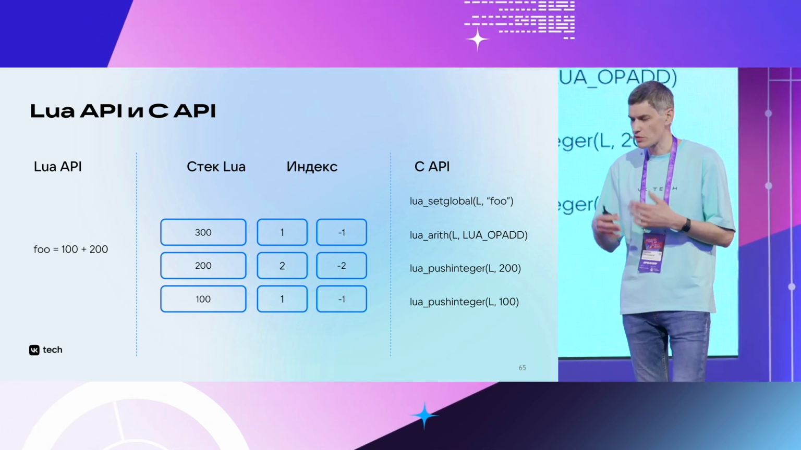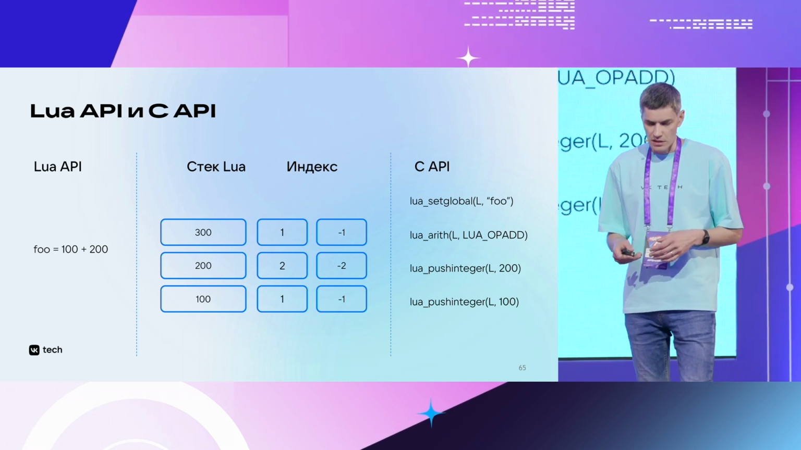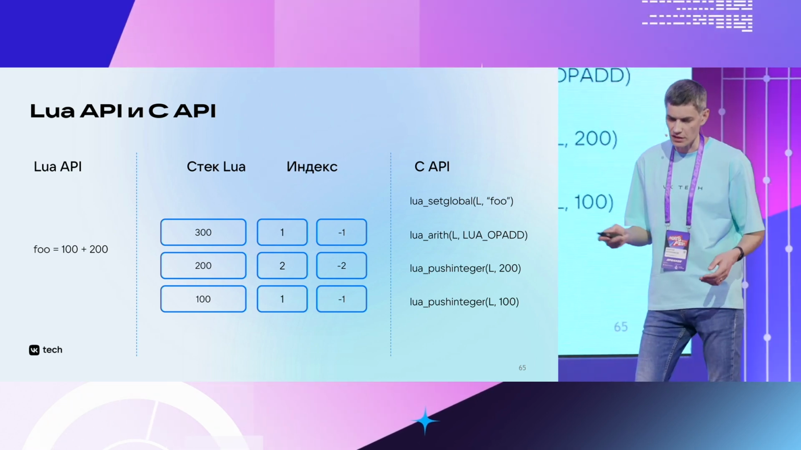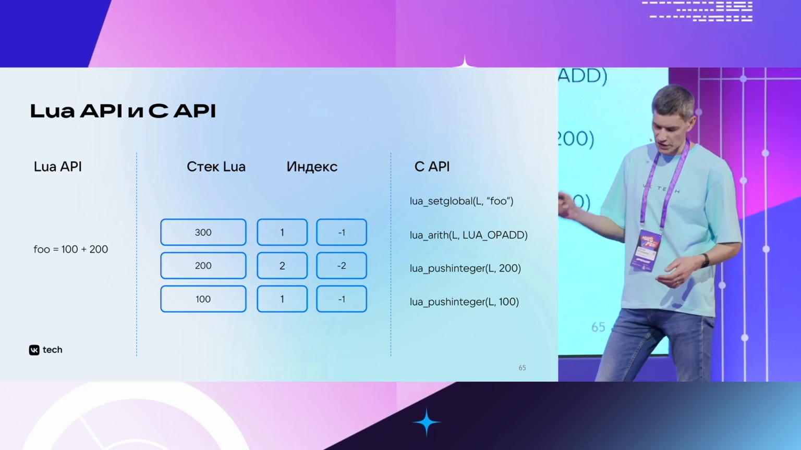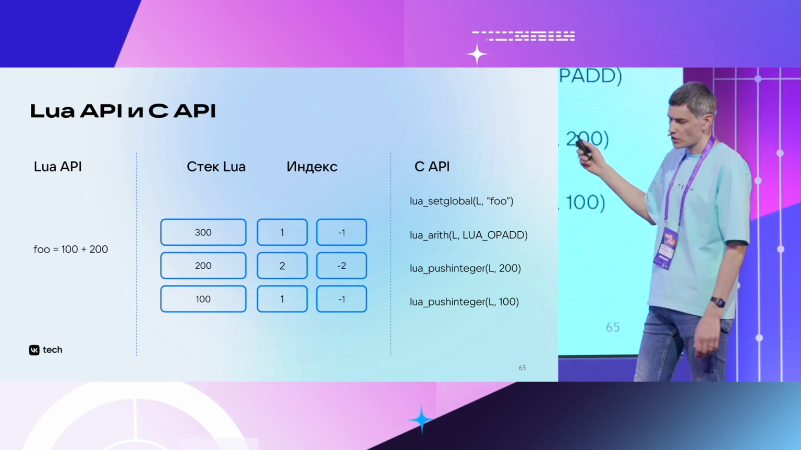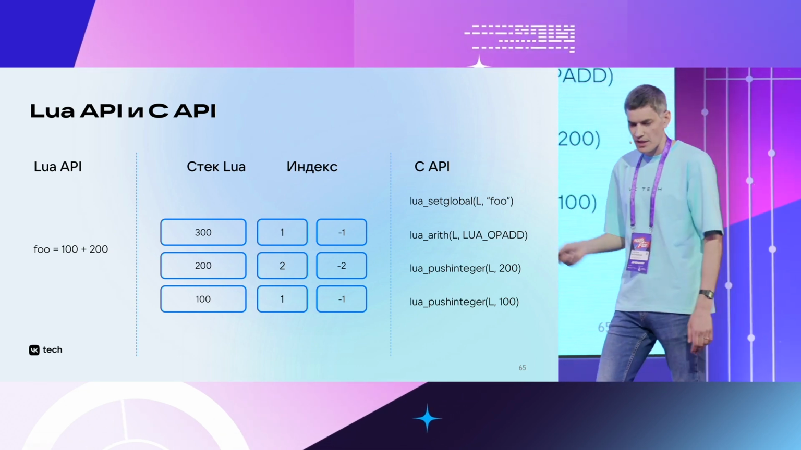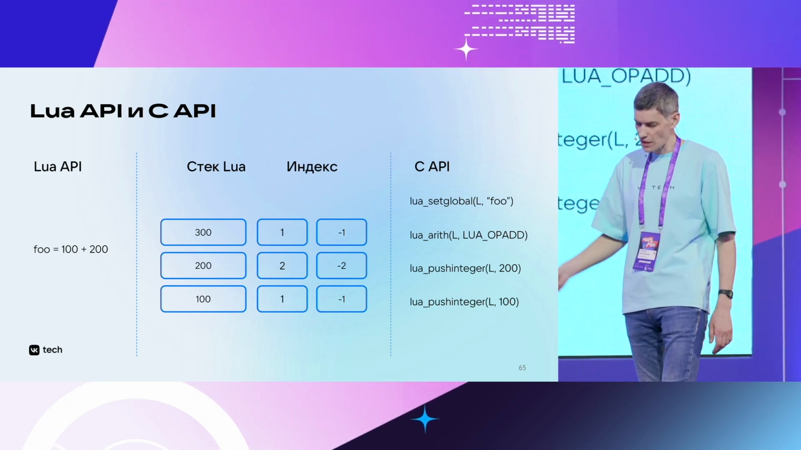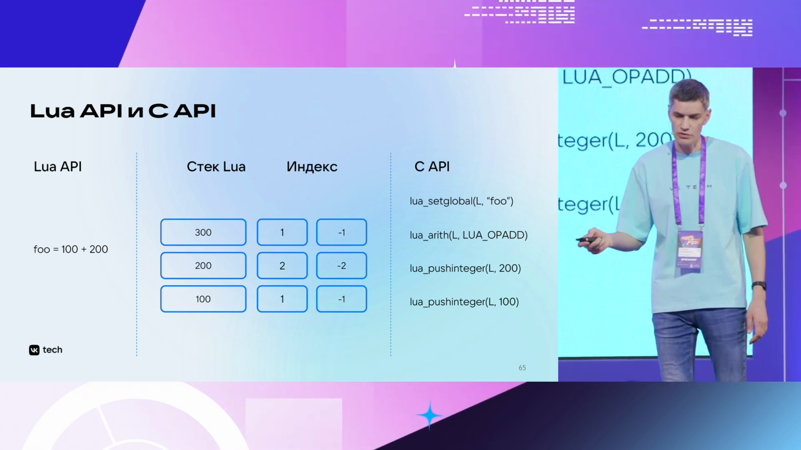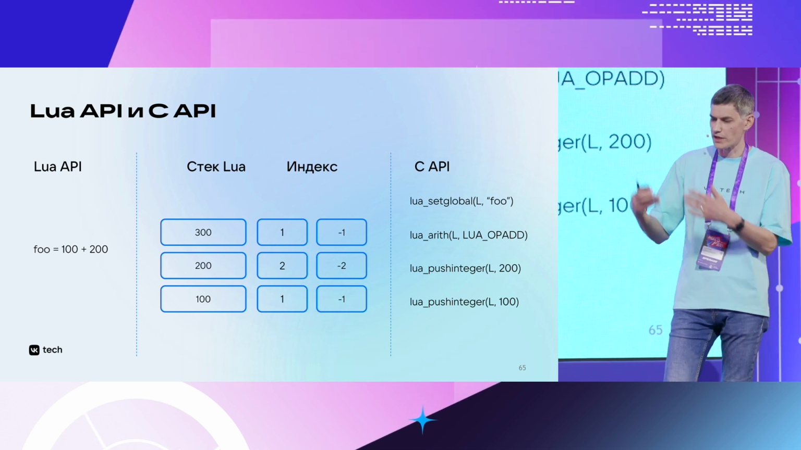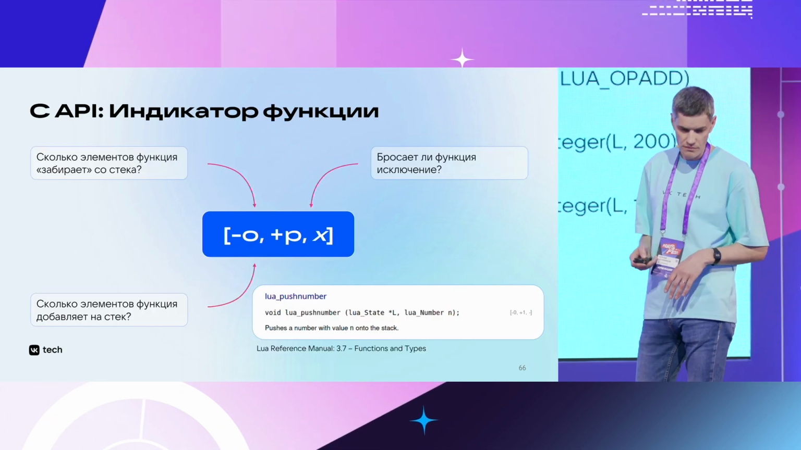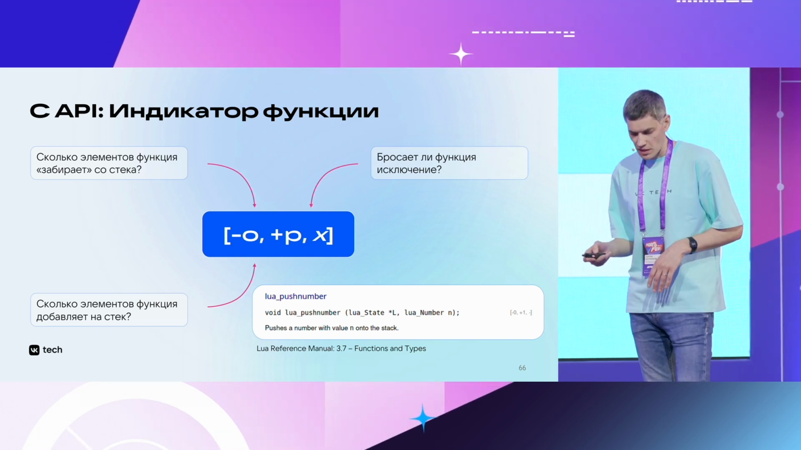All interactions between functions go through this stack structure. To add two numbers, you put 100 on the stack, put 200 on the stack, then you call the summation function of these two elements that are already in the stack. You get the result returned to the stack as well, and you call Lua set global. It takes the topmost element in the stack and assigns it to the variable.